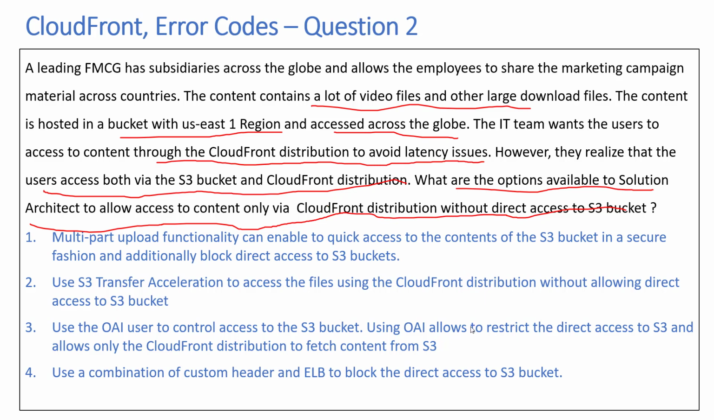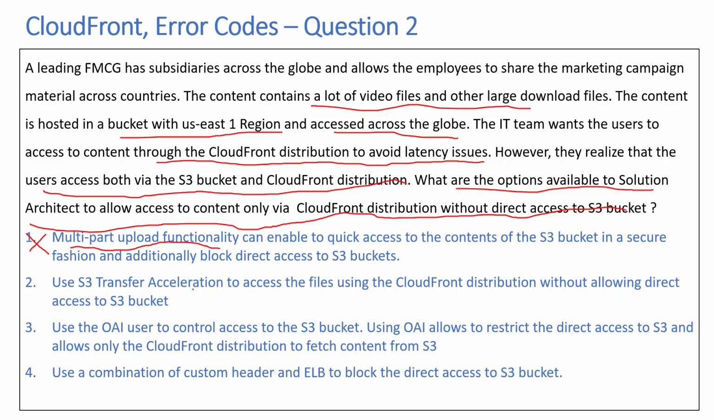Let's take a look at the options. So the first one is use multipart upload functionality that can enable quick access to the content of the S3 bucket in a secure way and additionally block direct access to the S3 bucket. Okay, so multipart upload does not help in this. Multipart upload is useful when you want to upload a large file to S3 and avoid any latency issues, right? So this does not help in what it is trying to ask. So that's not the correct answer definitely.